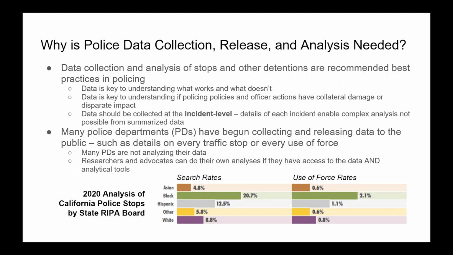And it's basically interactions with the community, such as a stop and frisk, a traffic stop, or responding to an emergency call. The research community and advocates are very interested in this data because it can help them understand the effectiveness of policing and also answer questions of bias and other issues. And what's great is a lot of communities are now open sourcing their police data at the incident level.